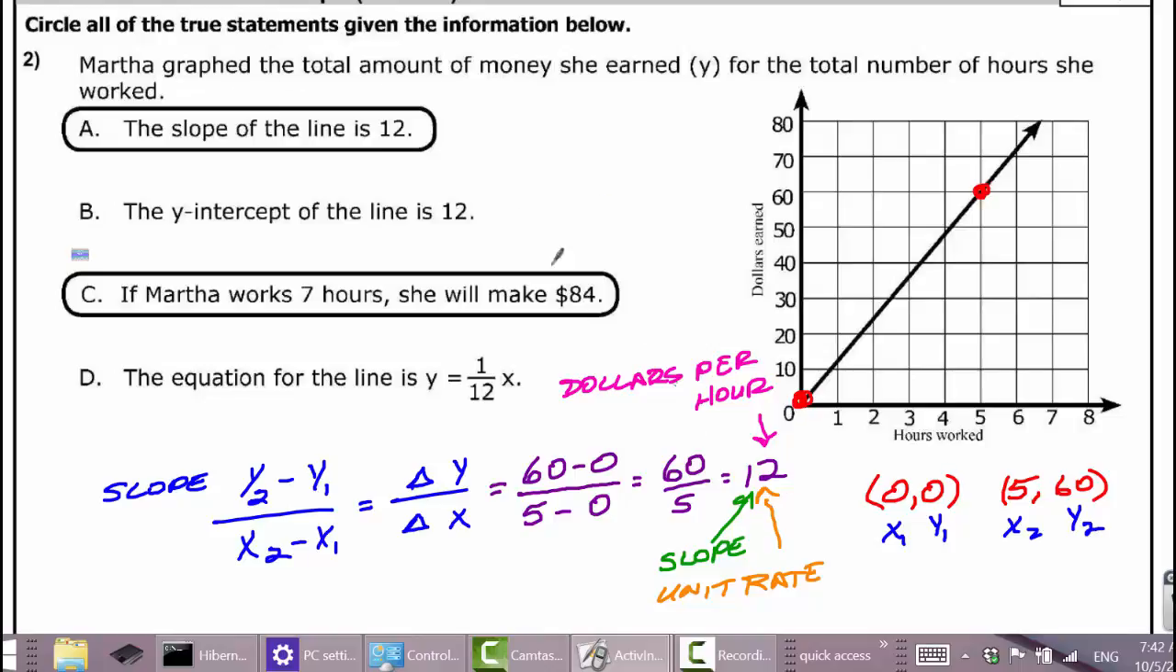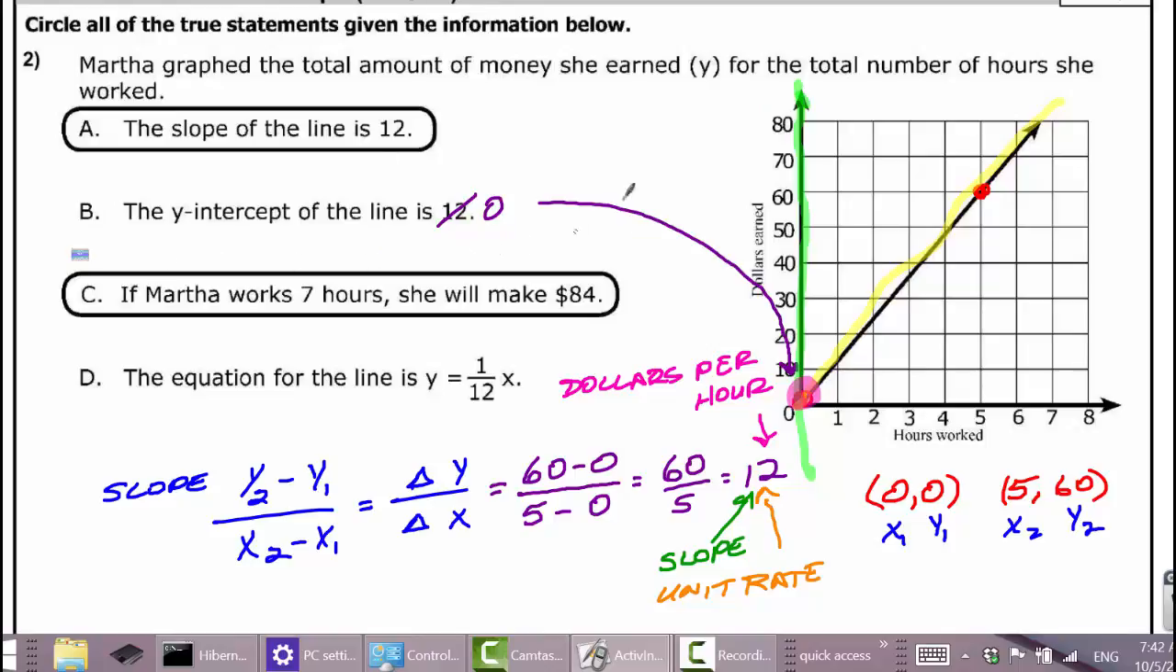Slope of the line is 12. We just decided that. Y-intercept is 12. No. The y-intercept, in this case, is 0. We can see right here that the line crosses the y-axis at 0. When you're thinking y-intercept, you're thinking y-axis, which would keep going that way if we drew it, and the line, where do they meet? In this case, they meet right there. So the y-intercept is 0.